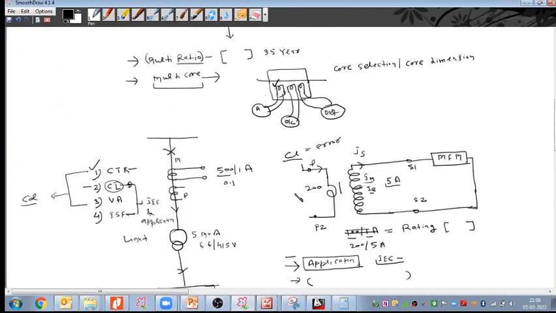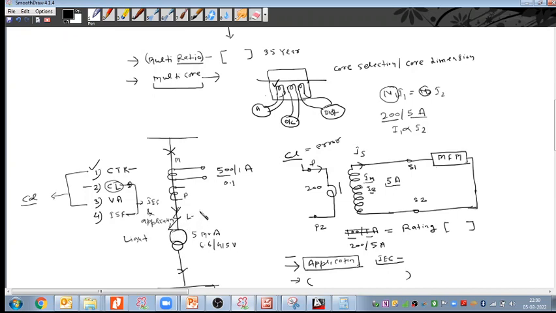Whenever the current is flowing in the primary, suppose I'm taking a 200 by 5 ampere CT, we know that CT works on the principle of N1 I1 equals N2 I2. N1 and N2 are the number of turns, so that is constant. So I1 is directly proportional to I2. It means when 200 ampere current is flowing, then 5 ampere current will come on the secondary side. And suppose any fault happens here.